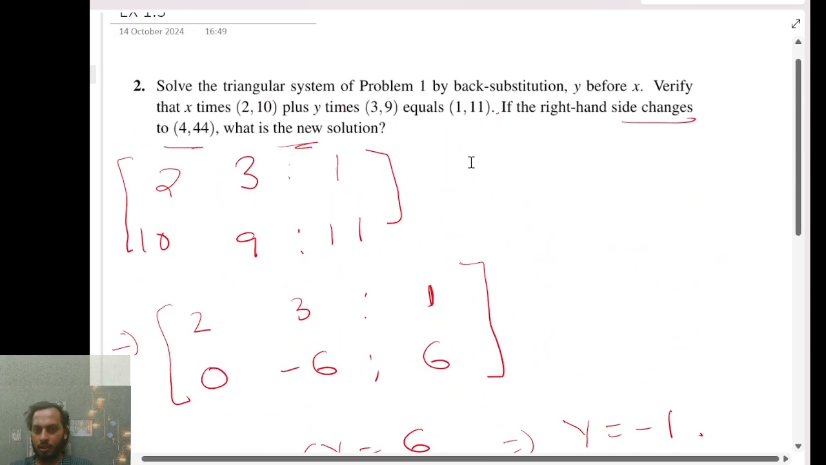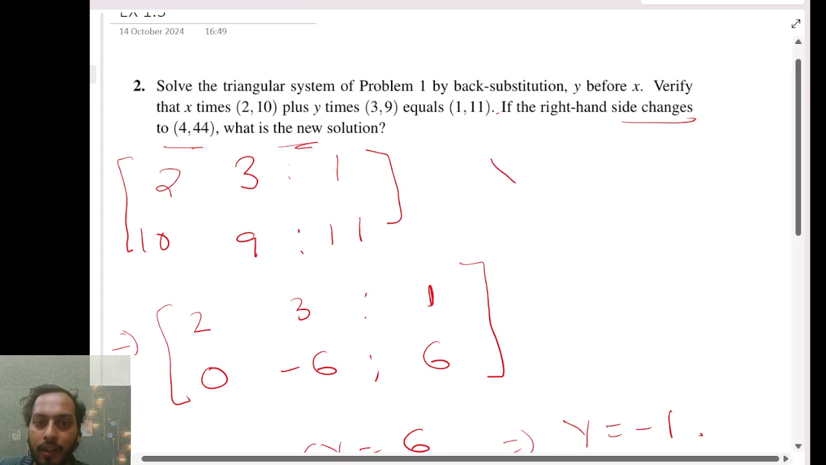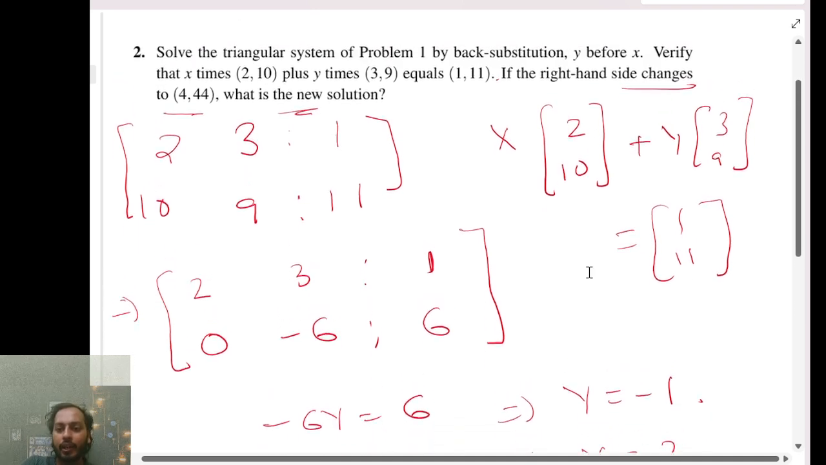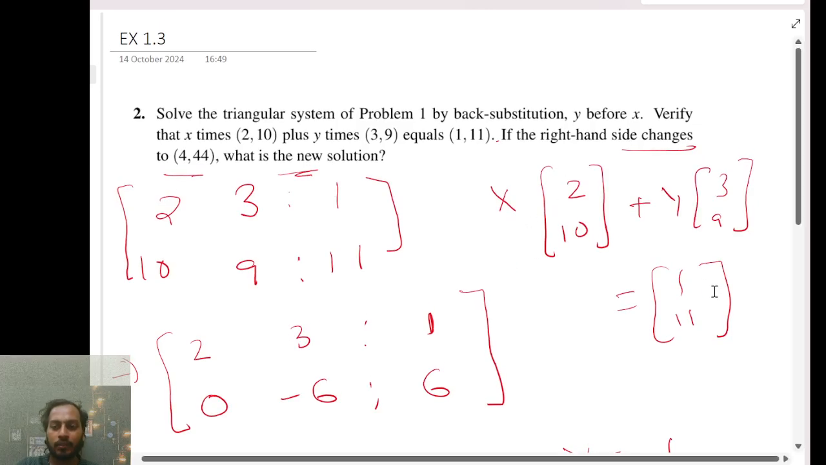That's obvious actually, because if you remember the column picture and write this down in a column picture, you know what it means. I want to combine my first vector 210 and my second vector 39 in the right amount so that I will reach 111. What is the right combination here? I will go on the vector 210 two times, and then go on my second vector one side down, then I will reach 111.